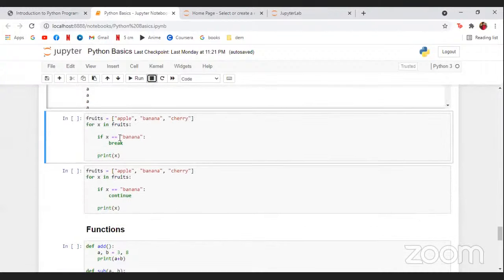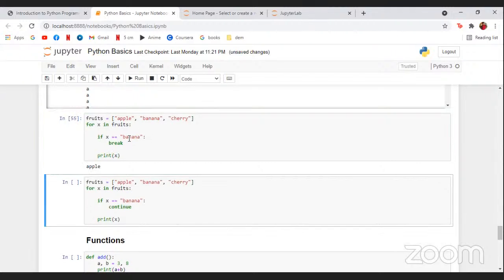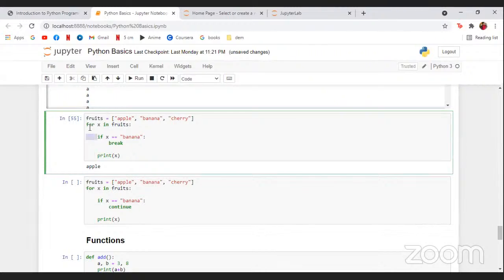So here, for example, look at this. There are fruits, and I've said apple, banana, and cherry. So for x in fruits, that means x takes on apple first, then banana, then cherry. And I'm saying if x equals banana, then break. So once we find banana, we're going to stop this loop. If I run this, you'd expect that I can only get apple, because once it prints apple, you will see the indent here, that all these indents match. So all of this comes under this for loop.